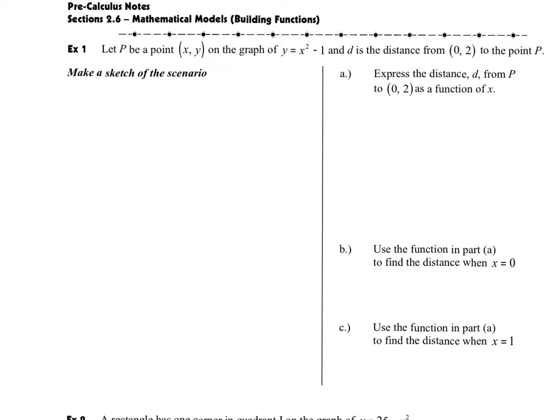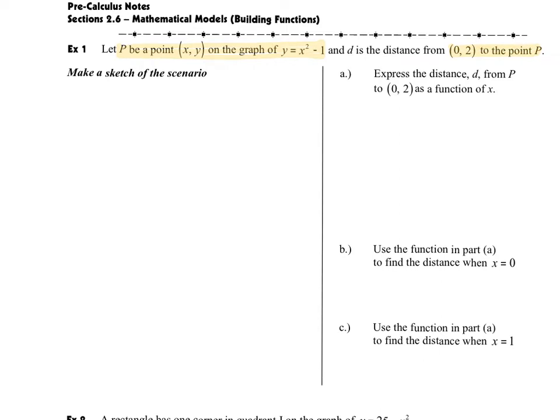On our first problem here, it says that we're going to have some random point P that's going to be on the graph of y equals x squared minus 1. We're going to eventually write a function that shows the distance from a point on that parabola to the point 0, 2, and we're going to call that point P.